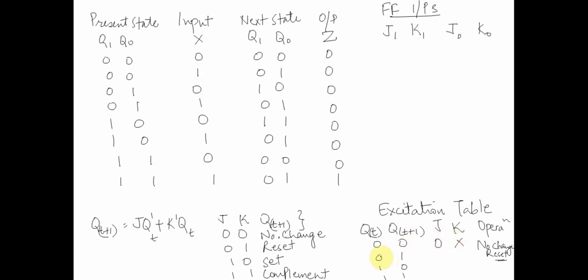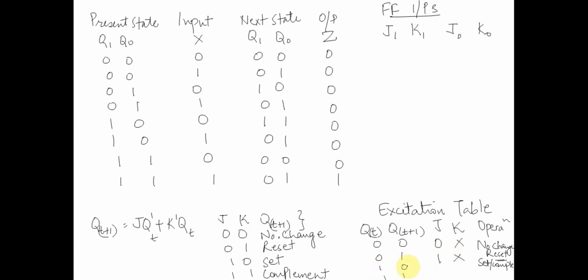Now if our present state is 0 and the next state is 1, it means what? If the next state is 1, it's either a set, or a complement, because the state is toggling. So it's either a set operation or a complement operation. If it is a set or a complement operation, J would be 1. I don't care about K.